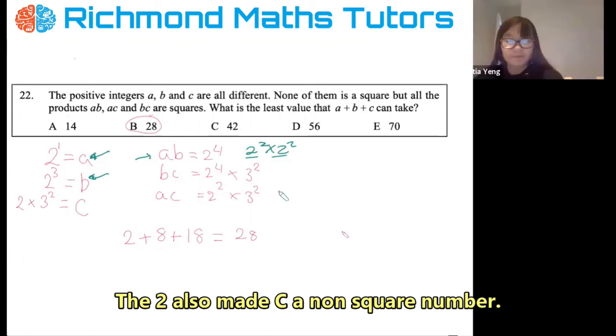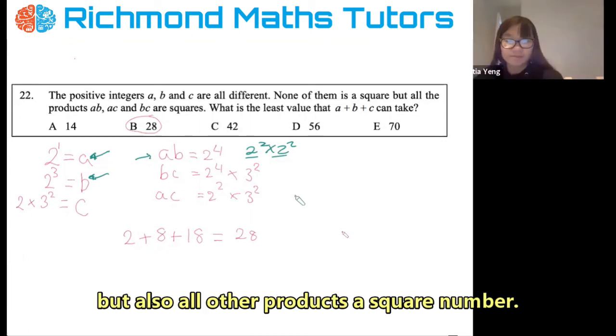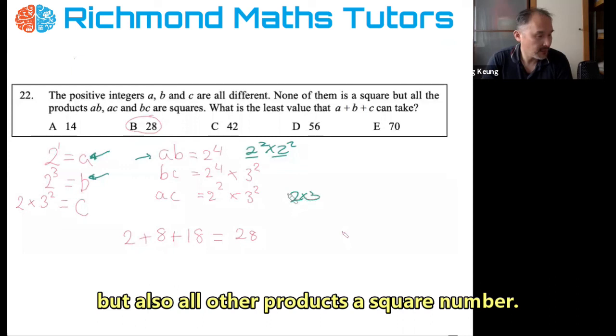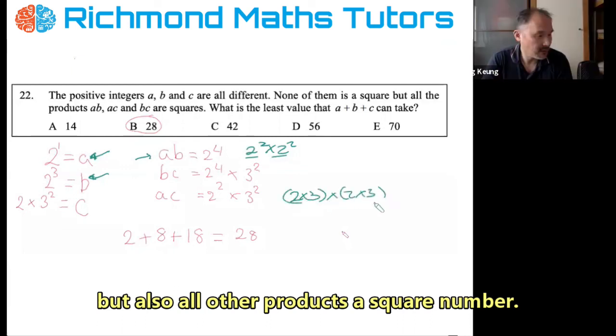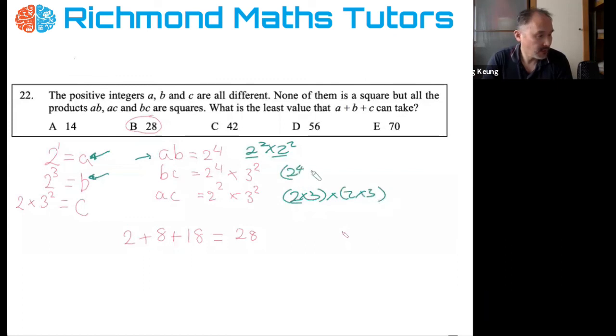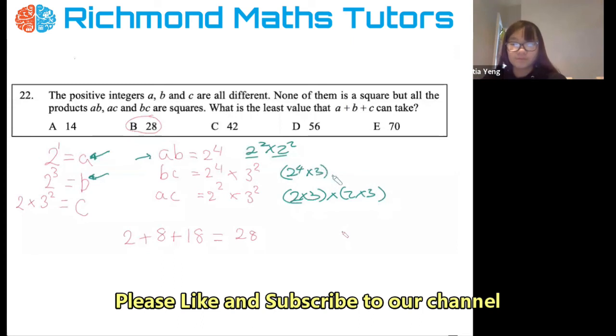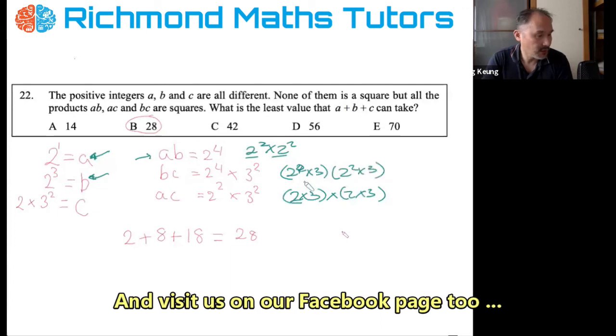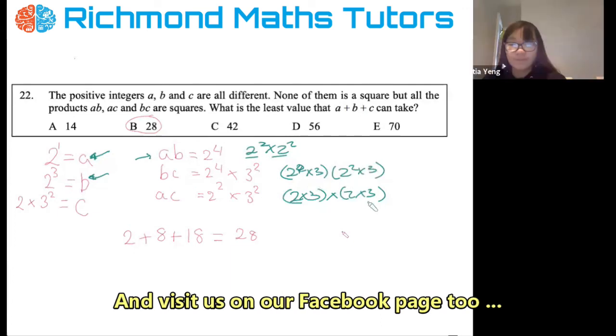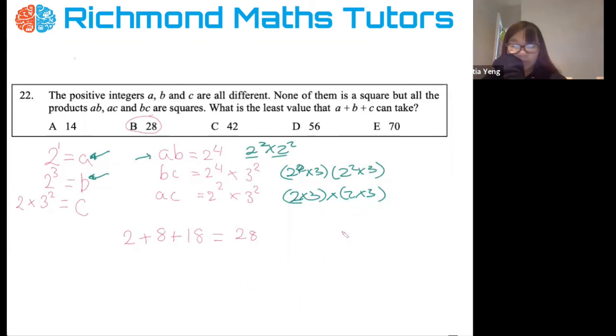Yeah. So A times C would be 2 times 3 times 2 times 3. And this number up here would be 2 to the power of 4 times 3 squared, and then 2 to the power of 2 times 3. You know just by looking at it, these are going to be square numbers because they're the same number multiplied by each other. Yeah, very nicely done.